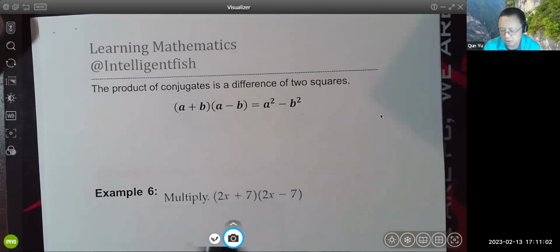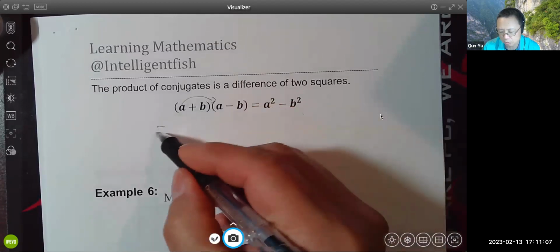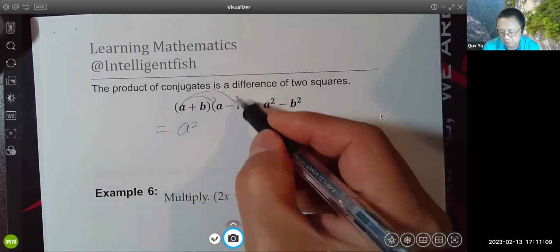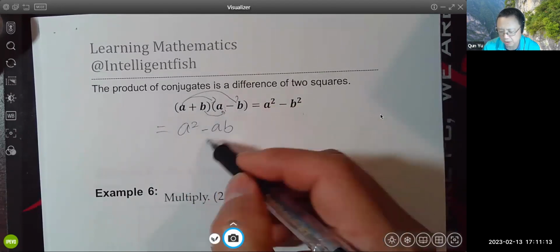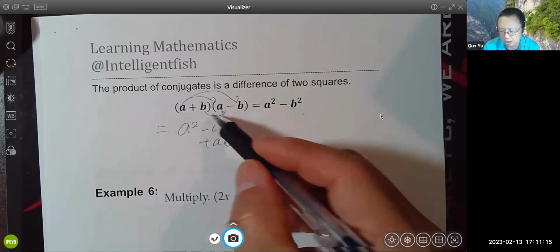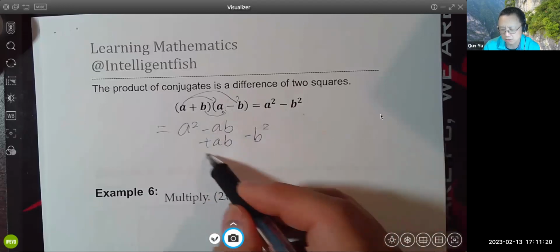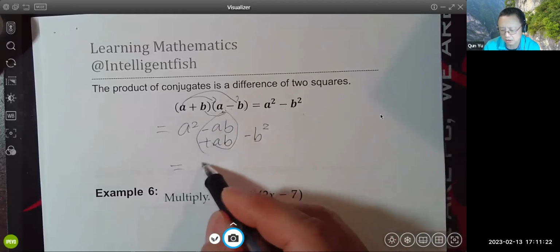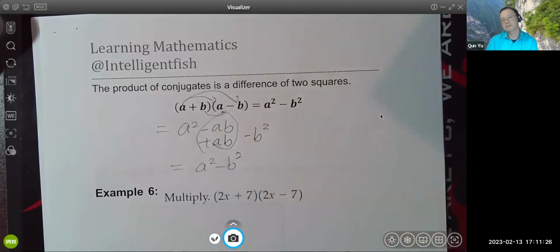Okay, distribute. Let's distribute A first. A times A is A squared. A times negative B is negative AB. Now B times A is positive AB. B times negative B is negative B squared. These two are exactly opposite, cancelled. You get A squared minus B squared. So we know this is true, no matter what A and B represent.